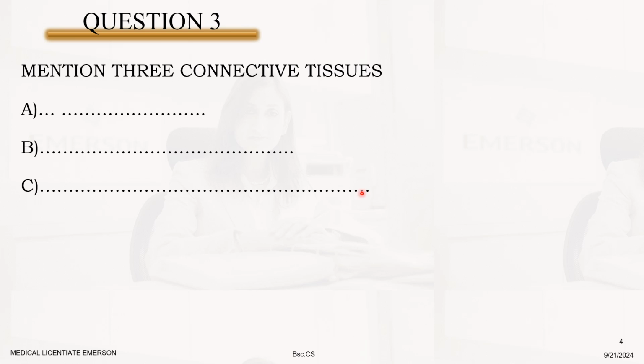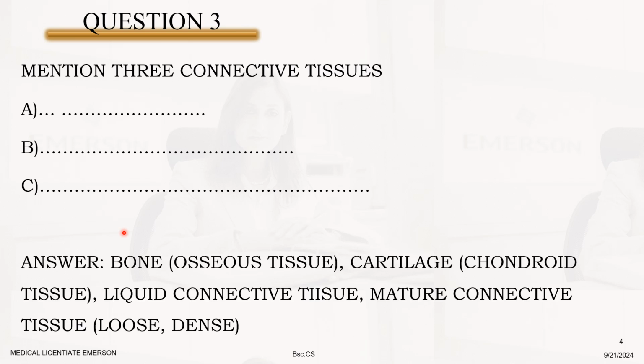Next question, mention three connective tissues. We have bone tissue, or the osseous tissue. We have the cartilage or the chondroid tissue. Then you have liquid connective tissue. Then you have mature connective tissue. We have, of course, the loose connective tissue and the dense connective tissue. And of course, these are not the only connective tissues that we actually have. There are actually a lot, and depending on how they are classified, you can just choose any subtype within there. For instance, you have the mature connective tissue, so you can choose the loose connective tissue or dense connective tissue, since they fall under the mature connective tissues.